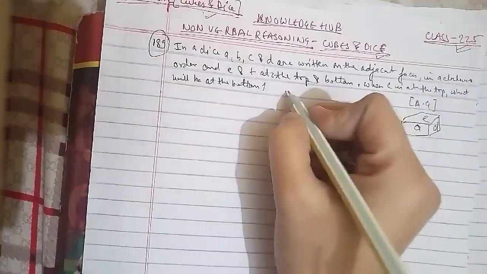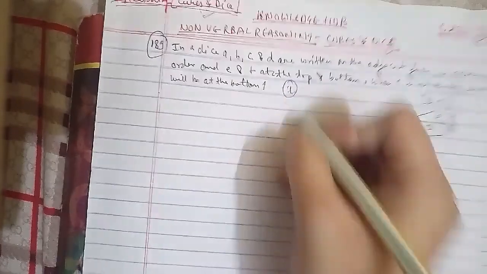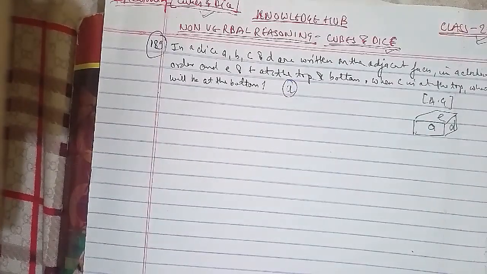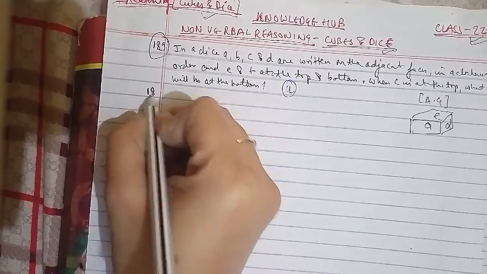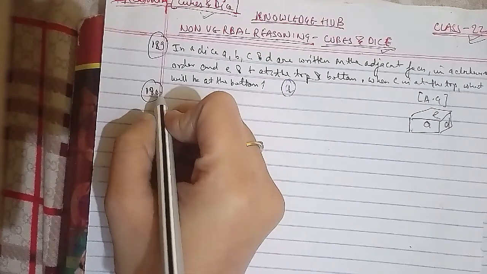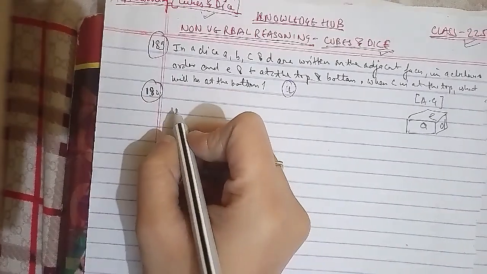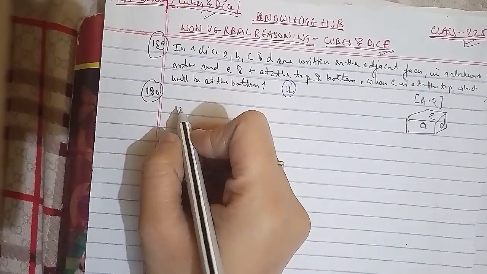The question is: two positions of a parallelepiped are shown below. When the number 3 will be on the top side, then which number will be at the bottom? This has been an important one because it was also asked in your income tax and central excise examination paper. So we'll go ahead with the question first.